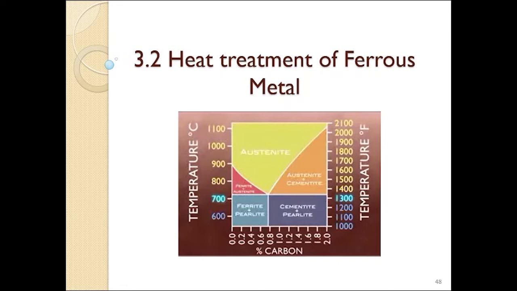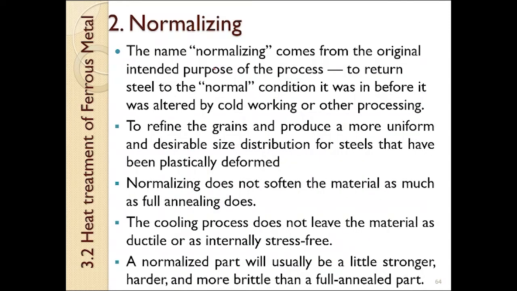In the first part, we learned on introduction to heat treatment of ferrous metal. In the second part, we covered on the first type of heat treatment, which is annealing process. In this third part, we will cover on normalizing process.